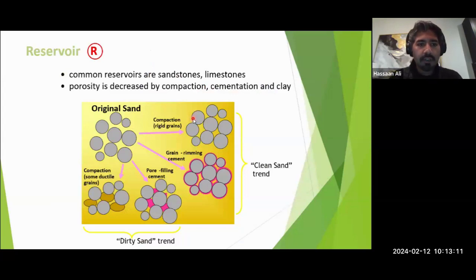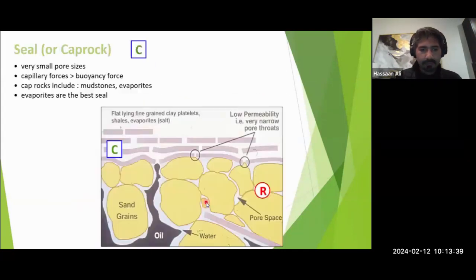Reservoir rocks, the common types of reservoir rock, are sandstones and limestones. They are called reservoir rocks because their porosity will decrease by compaction, cementation, and clay. So what will happen is that they will start filling up with organic matter, gathering it from all the other source rocks in the surroundings, and they will keep it within themselves.